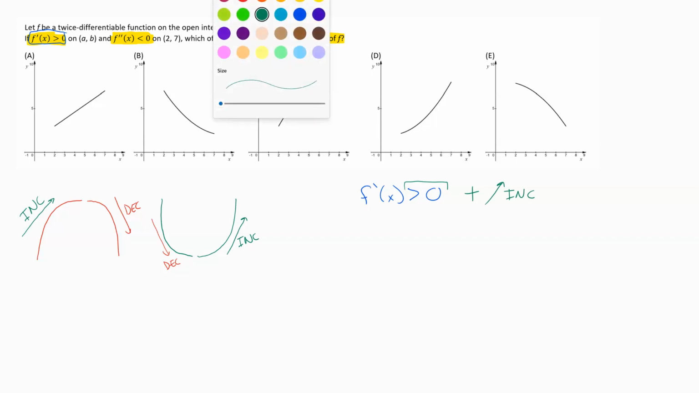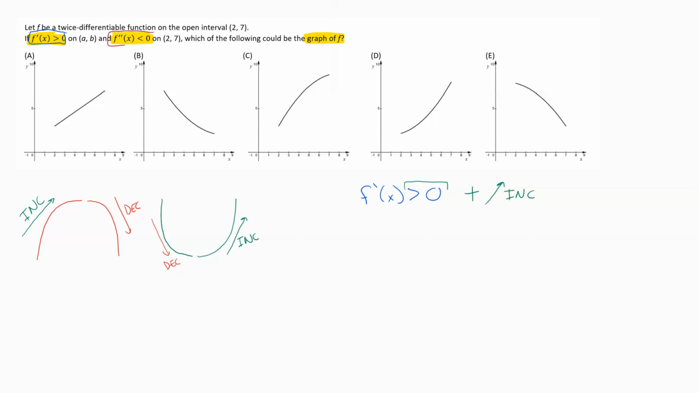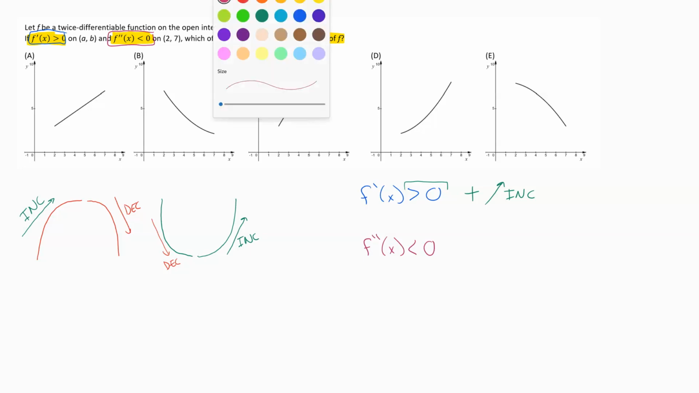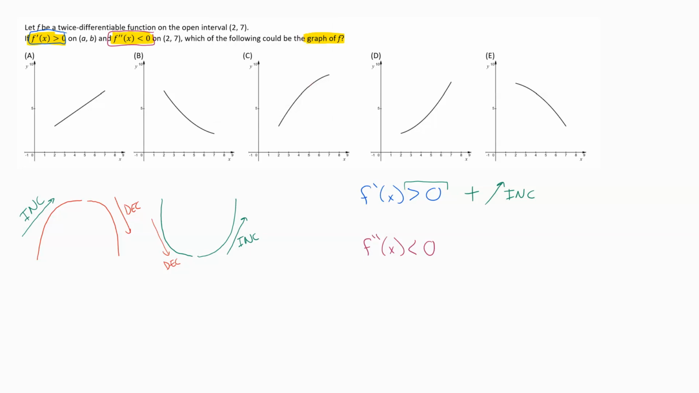Then if we come through and look at our second derivative data, they're telling us that the second derivative of x is less than 0. Well, when we're talking positive second derivative, that would mean concave up like a cup. If we're talking negative second derivative, that would mean concave down like a frown. So they're telling us our second derivative is less than 0. That tells us that it is negative and therefore concave down like a frown.